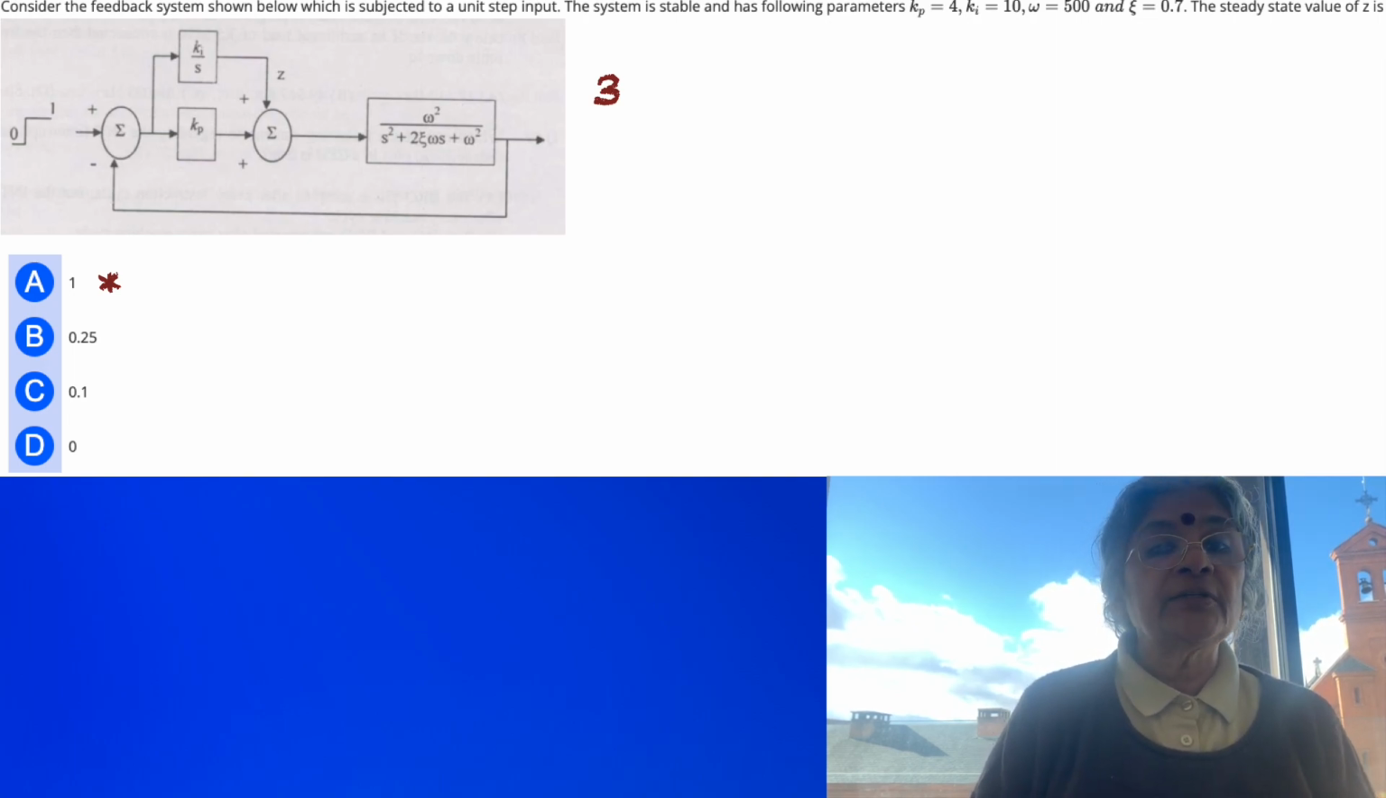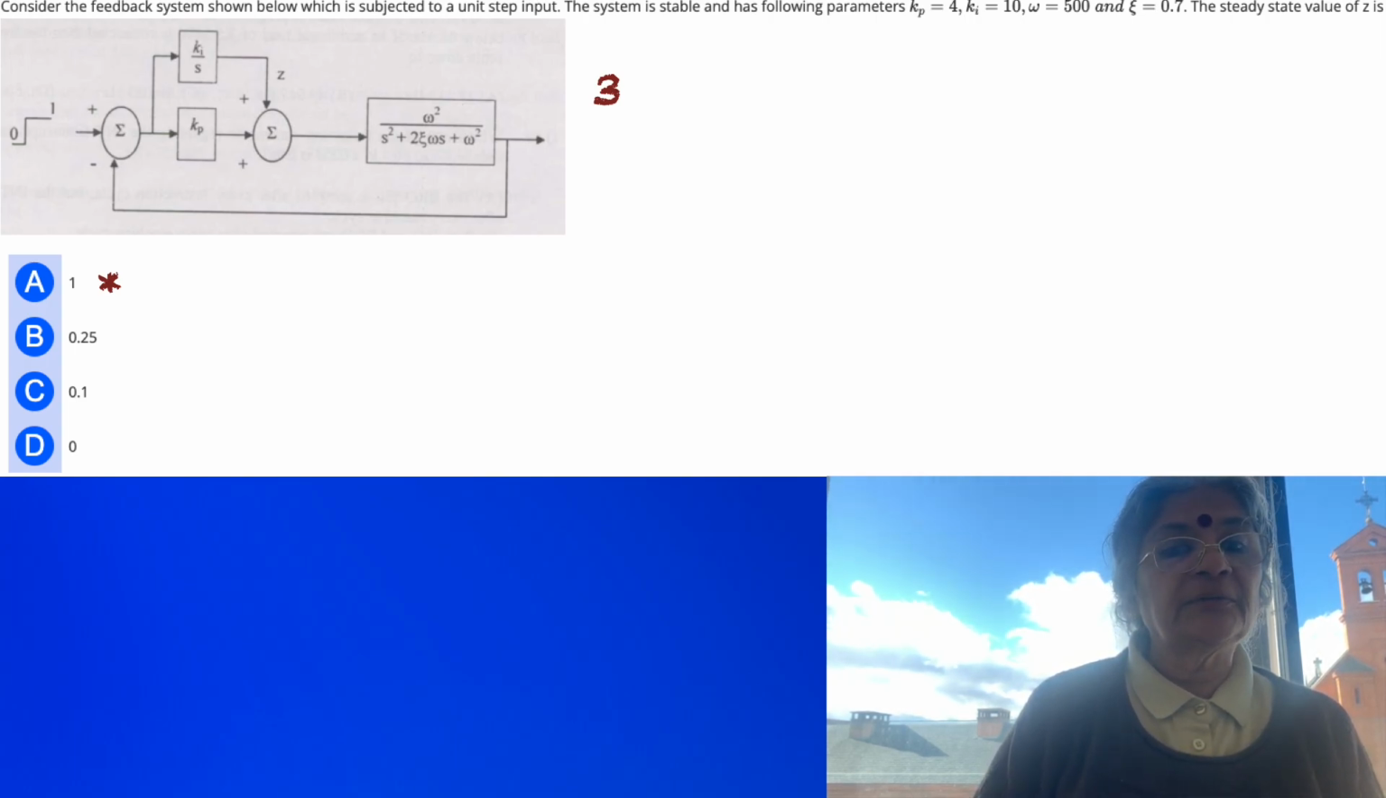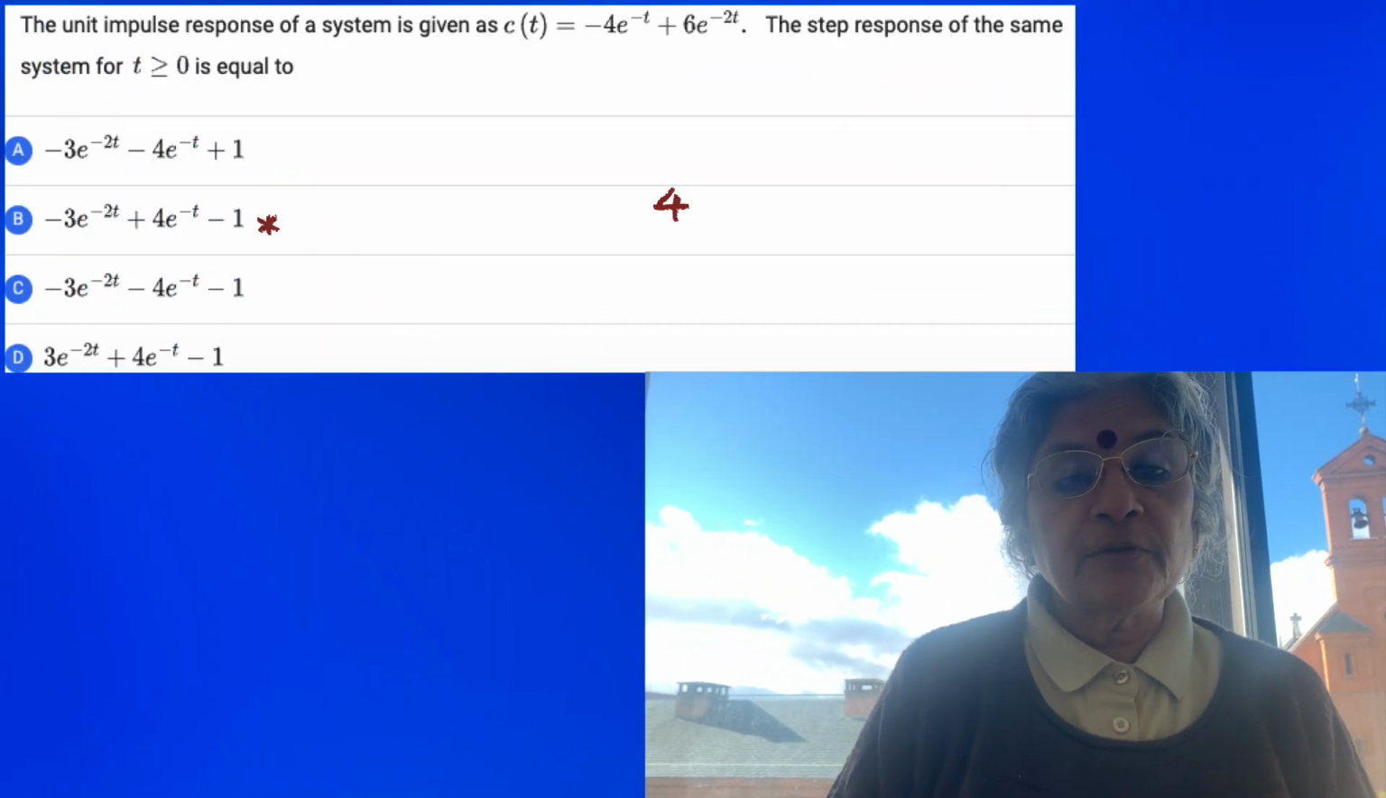Okay, so z is at the output of the integrator, which is always going to integrate the input. So you're going to get the output as equal to 1.